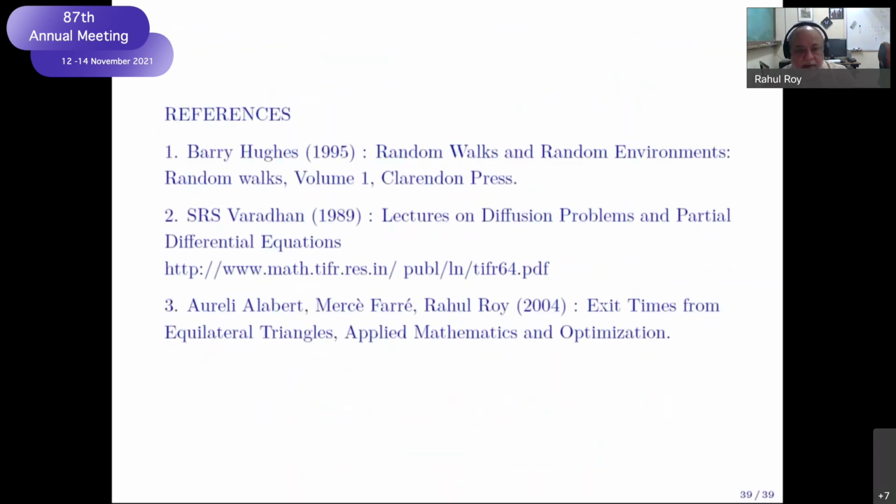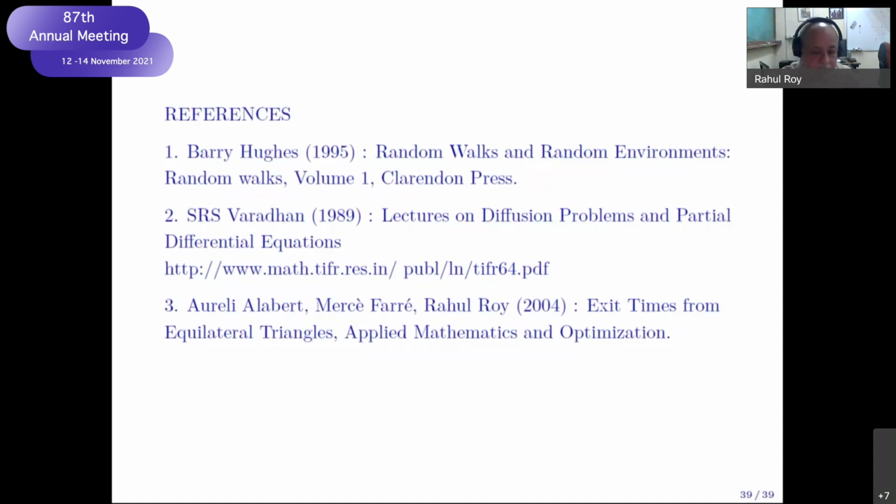Okay. And before I move to the references, let me say that the triangle is the only thing other than a circle or a sphere, or something which has a radial symmetry, for which we can solve the Poisson equation explicitly, as we did there.